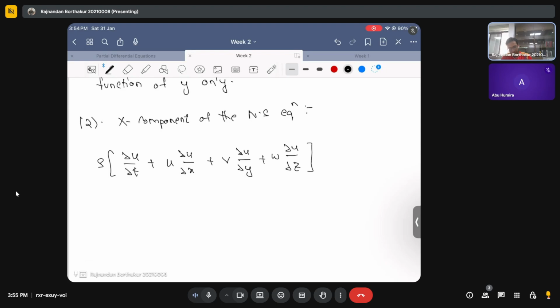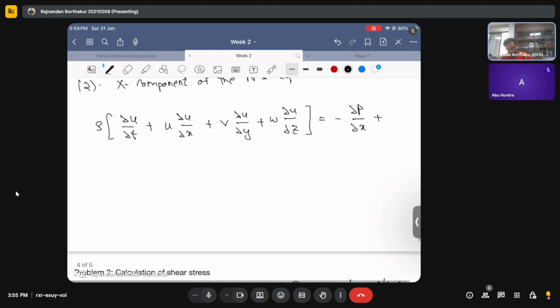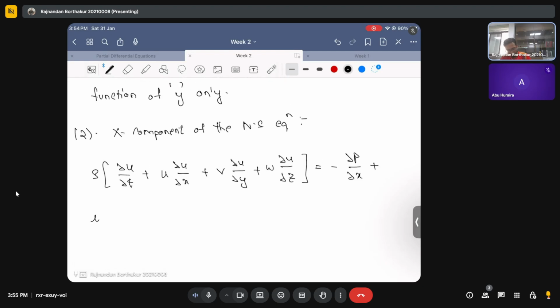So it's going to be w del u del z, and then this is going to be minus del p by del x plus mu times del squared u by del x squared plus del squared u by del y squared plus del squared u by del z squared, plus rho times the body force in the x direction. This is the complete Navier-Stokes equation when we write it.